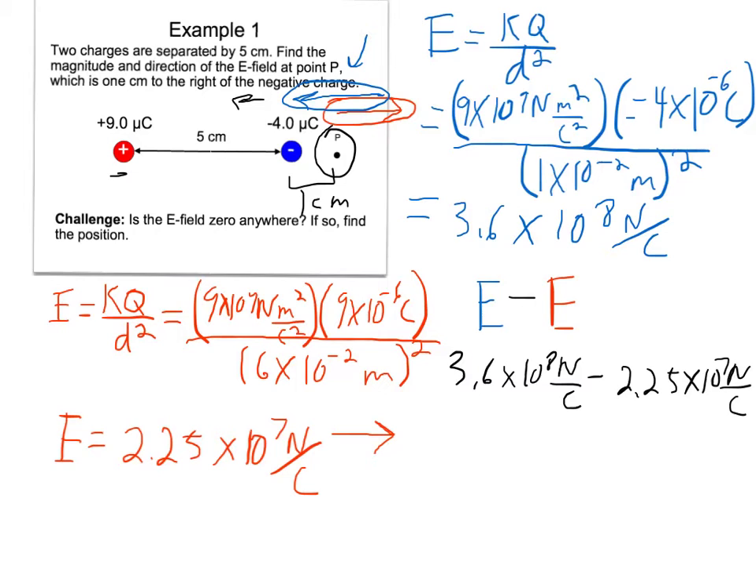And I get the resultant electric field is 3.3, I'm going to round here, 8 times 10 to the 8th newtons per coulomb. And we know it is to the left because the blue vector was bigger, so when you add the blue and red vector, blue one's bigger, you got some left over to the left.